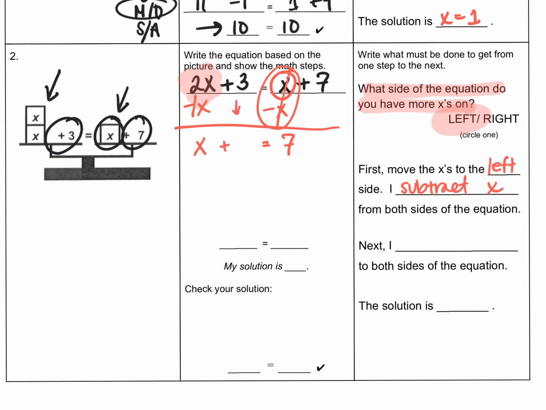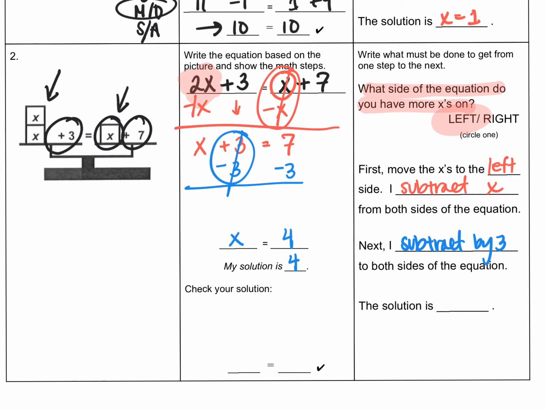And I'm going to bring down the 3. Next, I see x is added by 3. The inverse of add by 3 is to subtract by 3 to both sides. So subtract 3 on the left and subtract 3 on the right. Positive 3 and negative 3 turn into 0. And then I have x left. 7 minus 3 is 4. So my solution is 4.